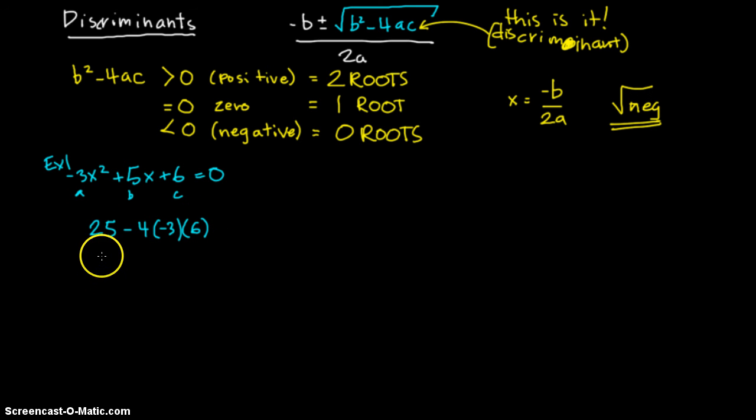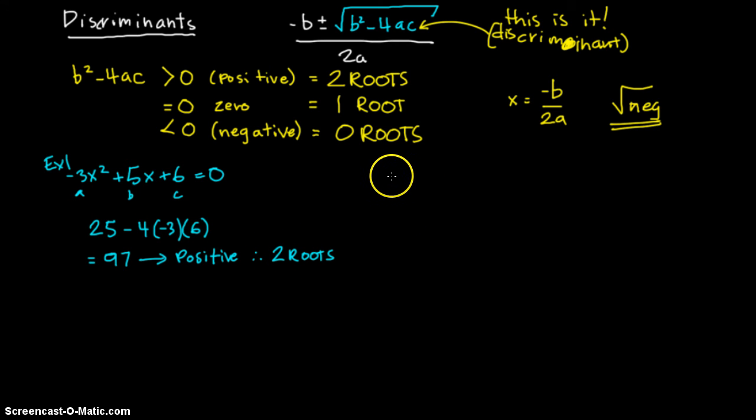So what am I going to end up with? Well, I'm going to end up with 25 plus 6 times 3 times 4, that is 72. It's positive 72, since I got 2 negatives. I'm going to end up with 97, which is positive. So therefore, that's my little 3 dots I always do, therefore, 2 roots. Is this true?